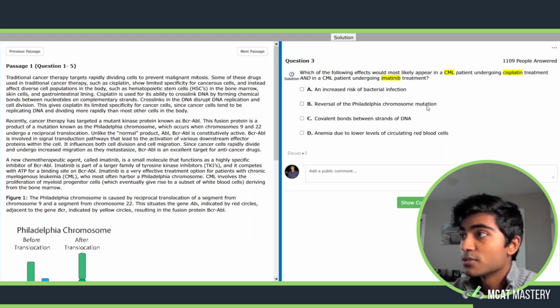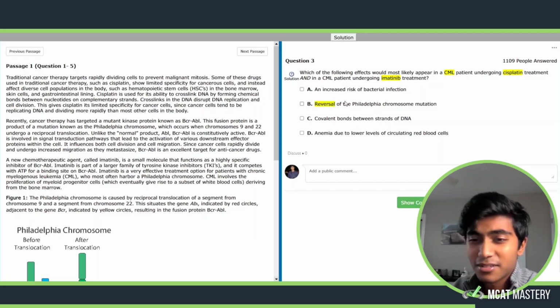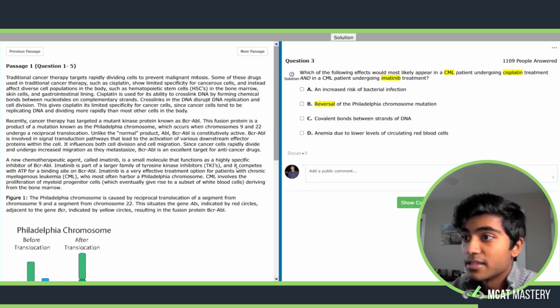Reversal of the Philadelphia chromosome mutation, there's no talking about a reversal. And so that's our key word there. There's no reversal that is happening. There is that chromosome mutation, but there's no reversal. And this actually only happens in this imatinib case, not in this one.